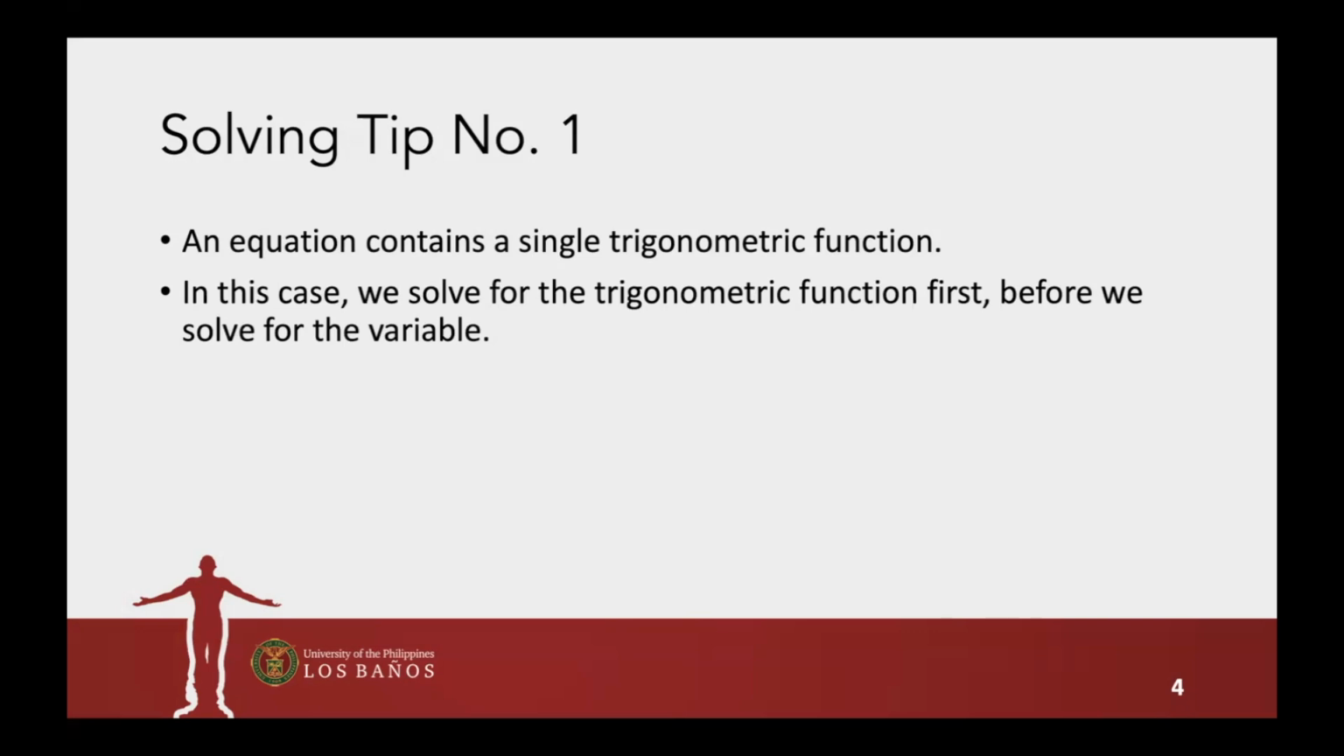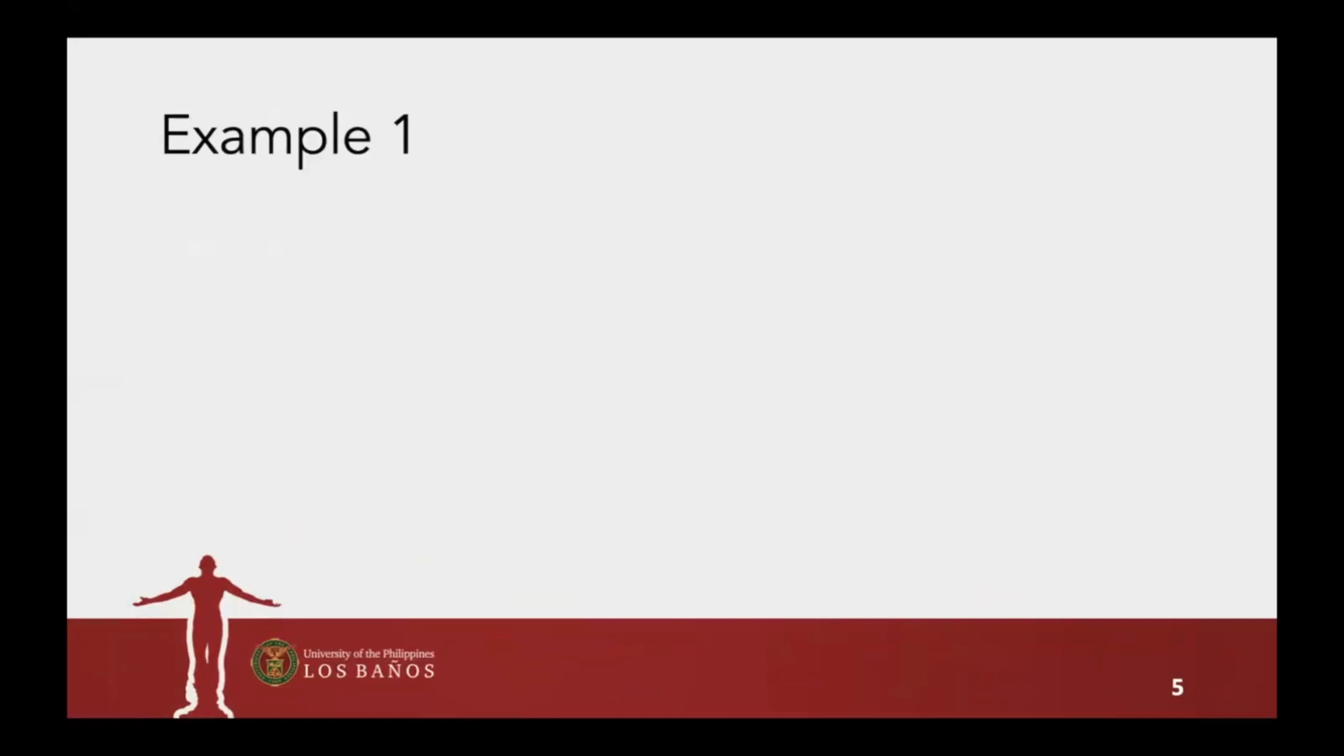So basically, what we do for solving tip number 1 is to first isolate your single trigonometric function on one side of the equation, and then later on we will be using the definition of your inverse circular function in order to free the variable, so that we will be able to solve for whatever value this variable may hold. To further explain this, let's have several examples.